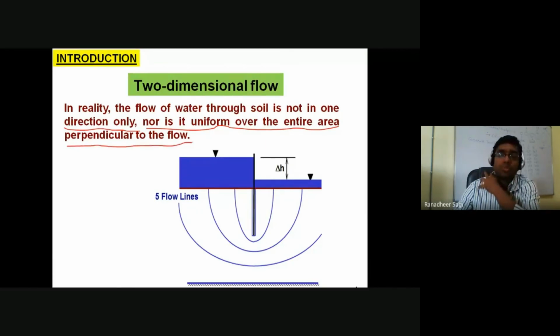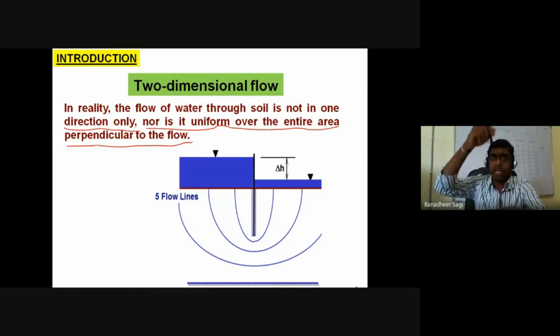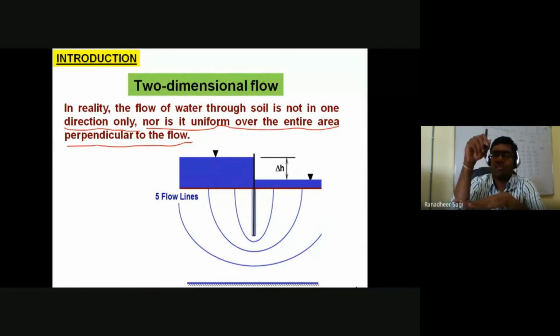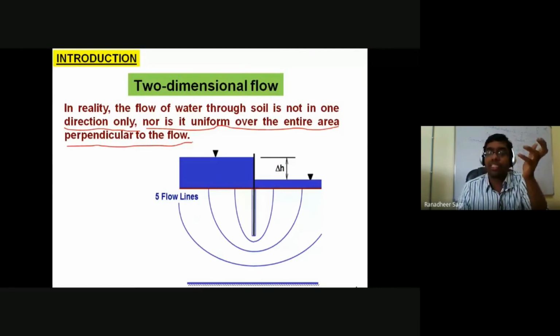What we assumed earlier is that the flow through the soil is perpendicular to the cross section. If I say this is my cross section of the soil, we consider the direction of flow to be perpendicular to the cross section of the soil sample. We assume that it is uniform over the entire area, but it is not going to be exactly uniform over the complete cross-sectional area.